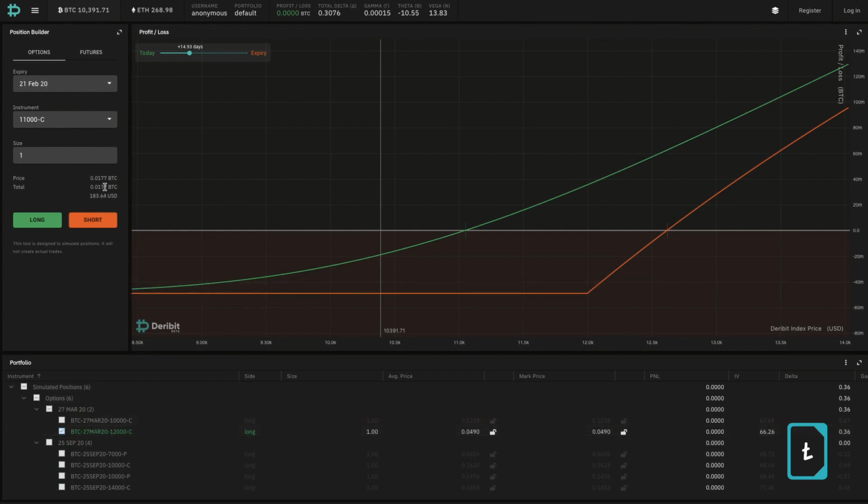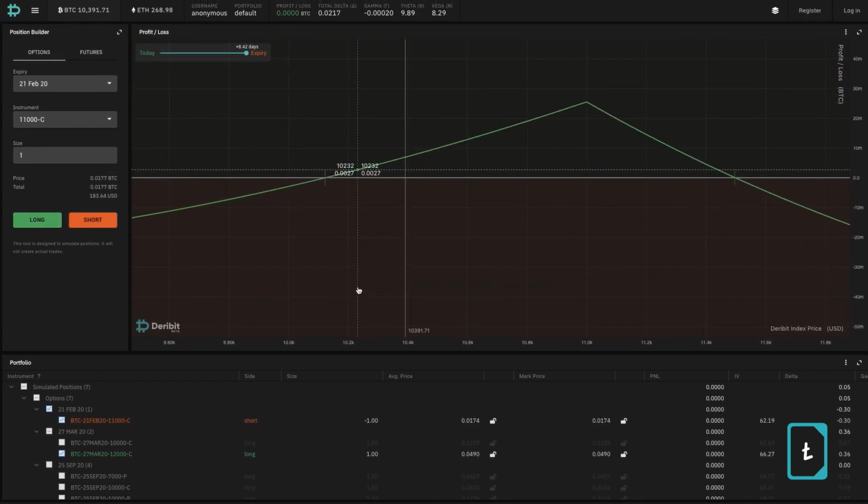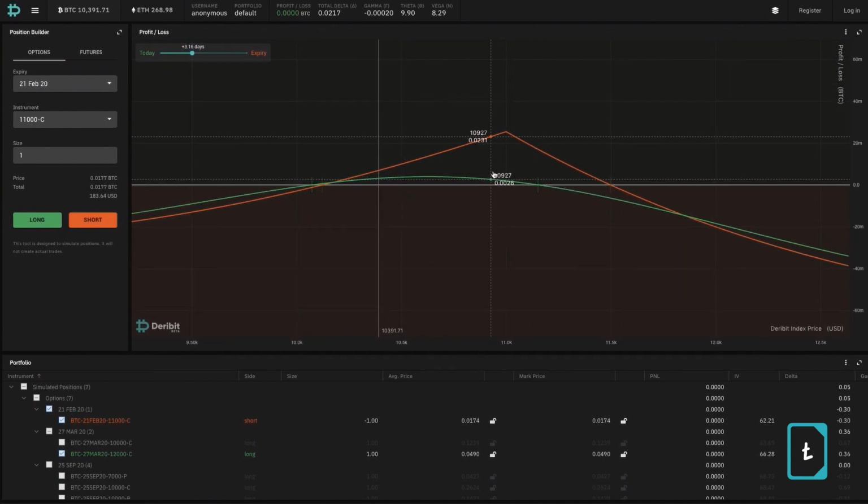We're going to get credited 0.0177 Bitcoin because this time we're actually going to short. So this time we're using a spread, is what this is called. So this is a vertical spread, so that we want the price of Bitcoin to go up, but we don't want it to go over 11K.